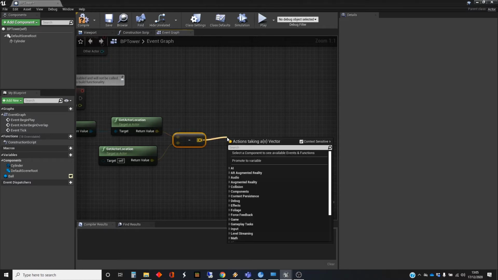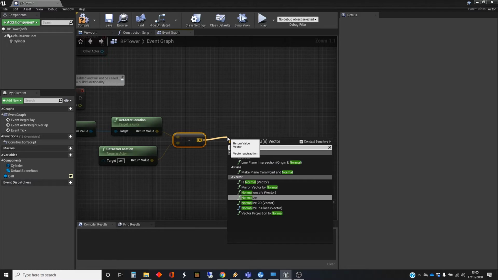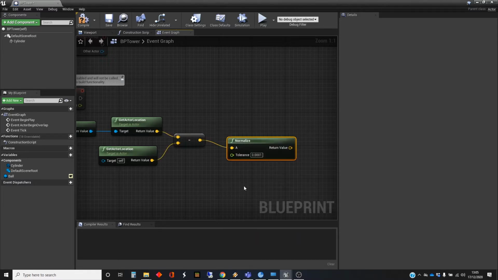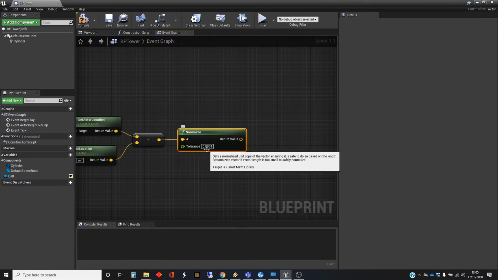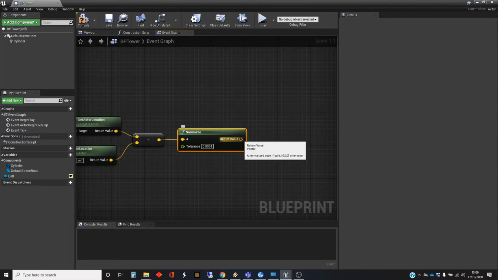And we're going to use the function normalize to do that. It's got a little tolerance in here. Generally speaking, you don't really need to worry about that. You can just leave that as it is. So that should produce a unit length vector, otherwise known as a normalized vector, in the same direction.